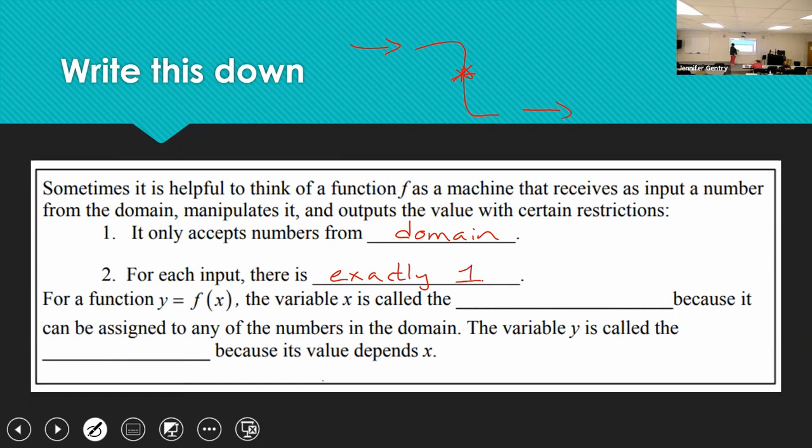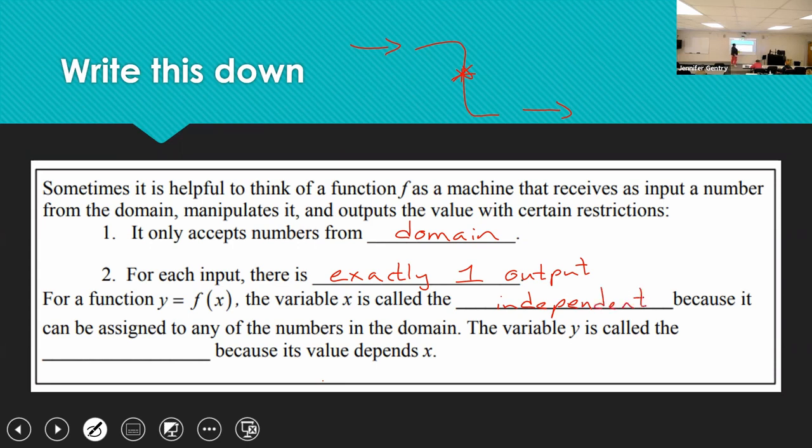For a function y equals f of x, the variable x is called the what? What kind of variable is that? You have two choices: independent or dependent. Independent. It can be assigned any value within that domain. So it's independent. I can pick whatever I want, as long as it's in that domain.